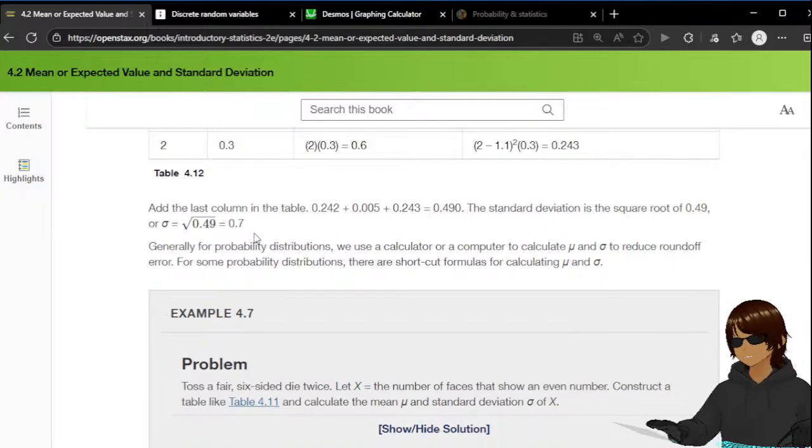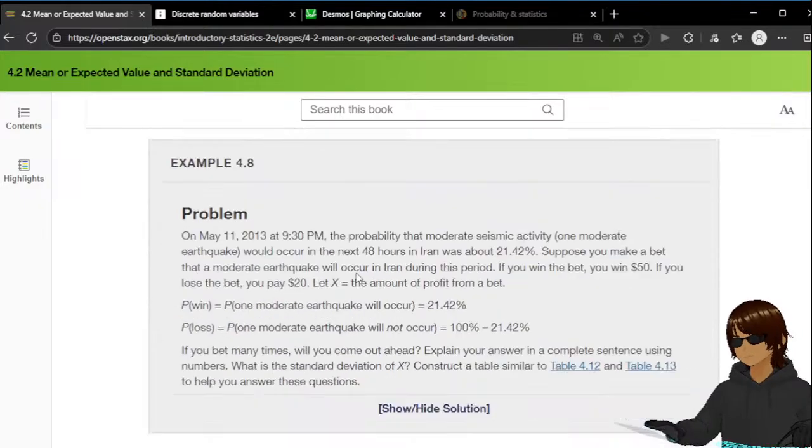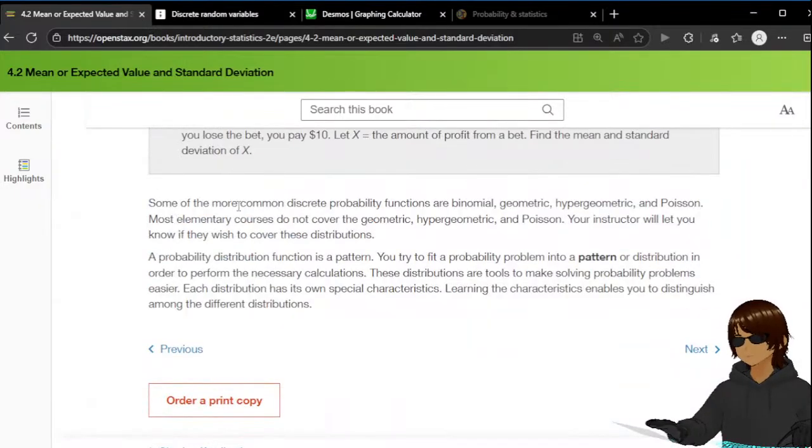Generally, for probability distributions, we use a calculator or computer to calculate mu and sigma. We reduce round off error. For some probability distributions, there are shortcut formulas for calculating mu and sigma. Some of the more common discrete probability functions are binomial, geometric, hypergeometric, and Poisson. I don't know how to pronounce this one. A probability distribution function is a pattern. You try to fit a probability problem into a pattern or distribution in order to perform the necessary calculations.